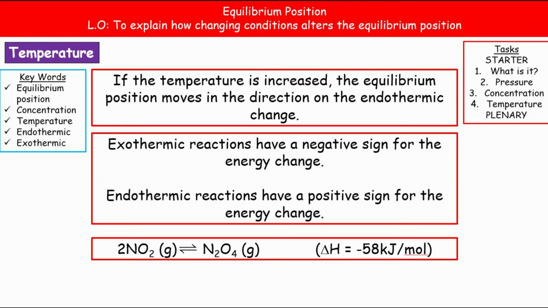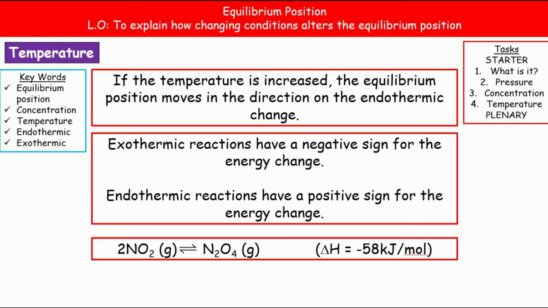The third and final condition we're going to look at is temperature. And again, our first box there is the important rule that we need to memorize. So if the temperature is increased, then the equilibrium position moves in the direction of the endothermic change. So whichever direction the endothermic change is going in, then our equilibrium position moves that way.